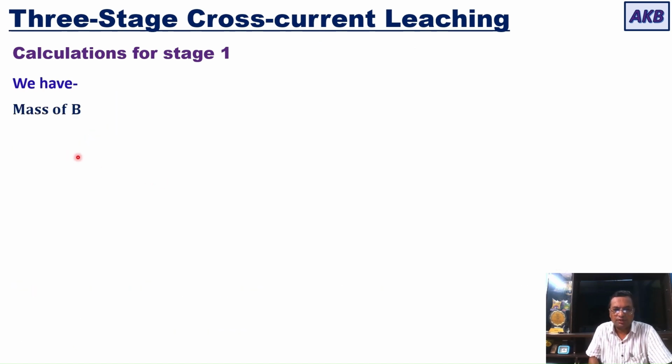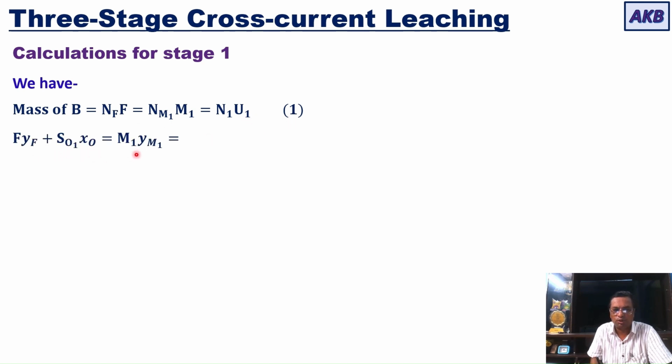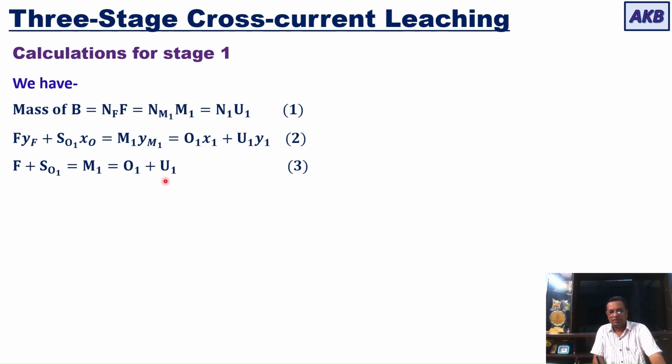Now we got this equation, mass of B is equal to NF into F, that is equal to NM1 into M1, that is equal to N1 into U1, equation 1. Then F YF plus S naught 1 into X naught, that is equal to M1 into YM1, that is equal to O1 into X1 plus U1 into Y1. This is equation 2. And you got equation 3: F plus S naught 1 is equal to M1, that is equal to O1 plus U1. And this is equation number 3.